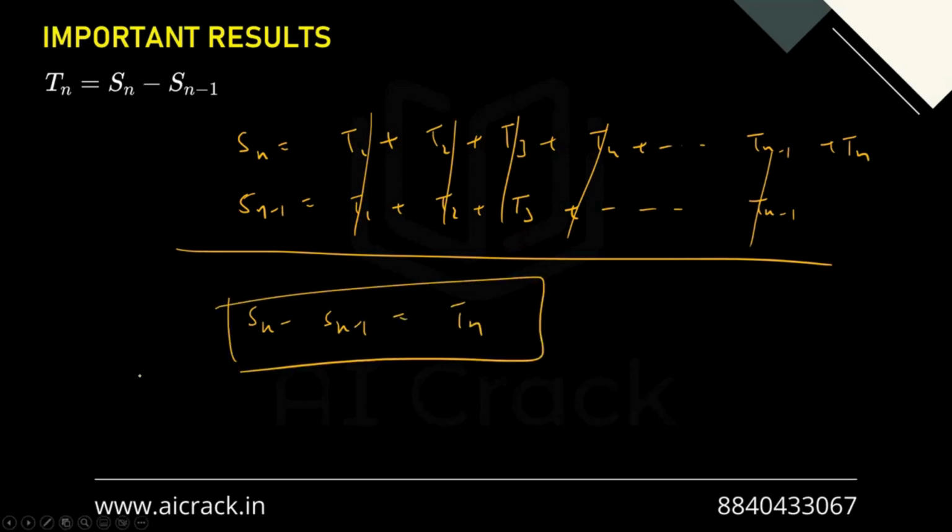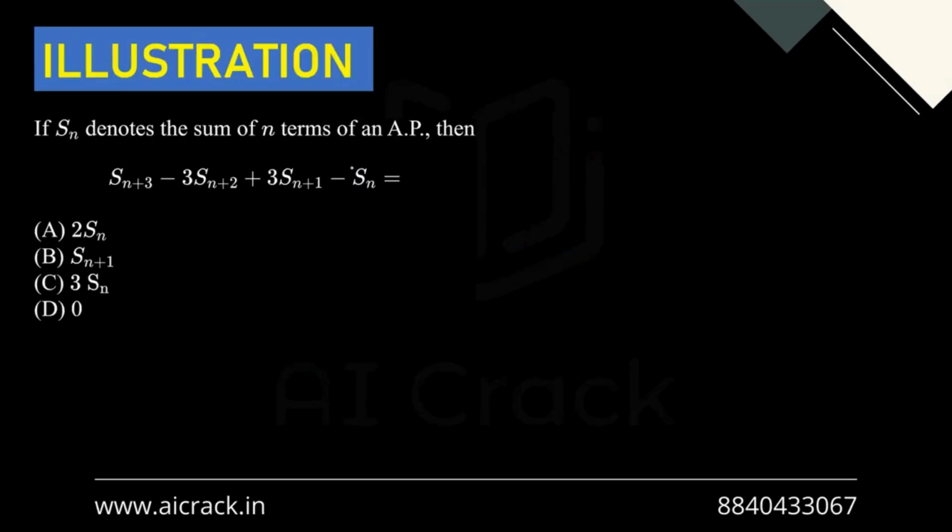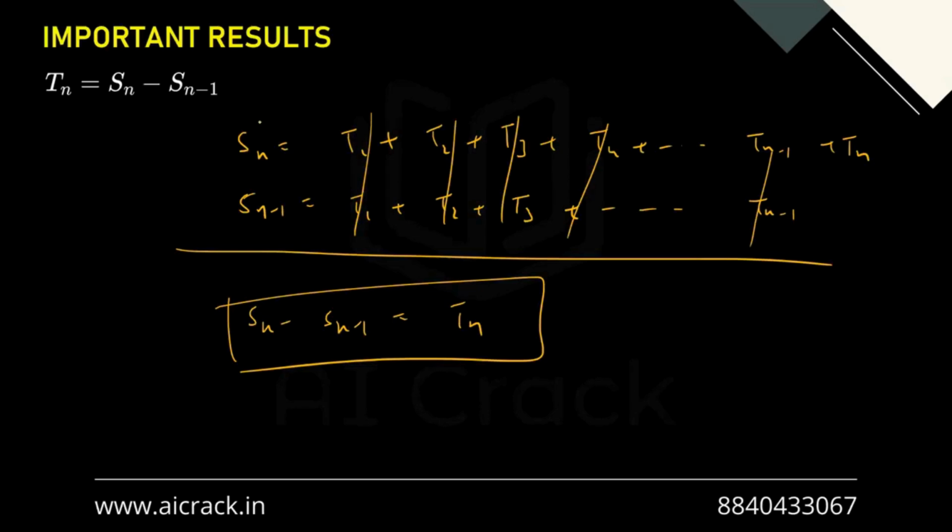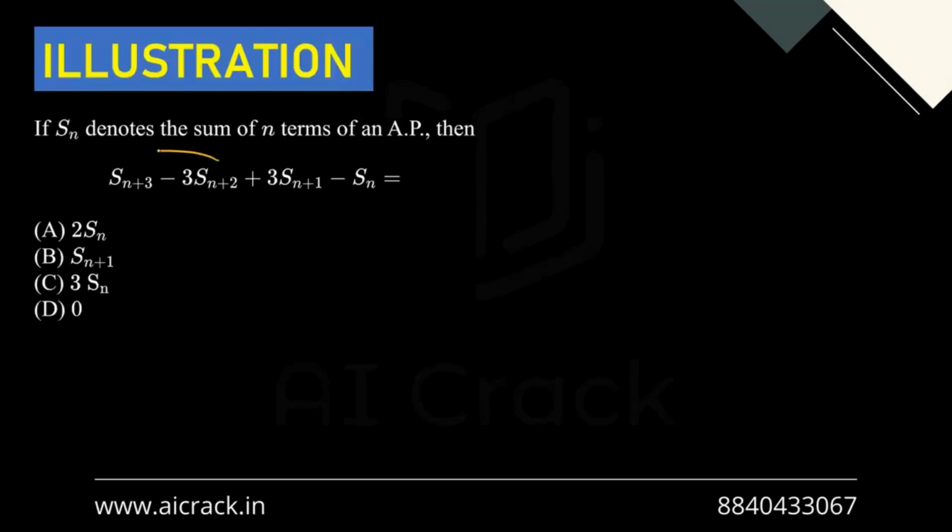Okay, very intuitive. Now let us solve this question. If Sn denotes the sum of n terms of an AP, then S(n+3) minus 3S(n+2) plus 3S(n+1) minus Sn equals what? We know that this property can be used for consecutive terms. So one pair can be formed from here, one pair from here, and one pair from here. So let's break it down further.